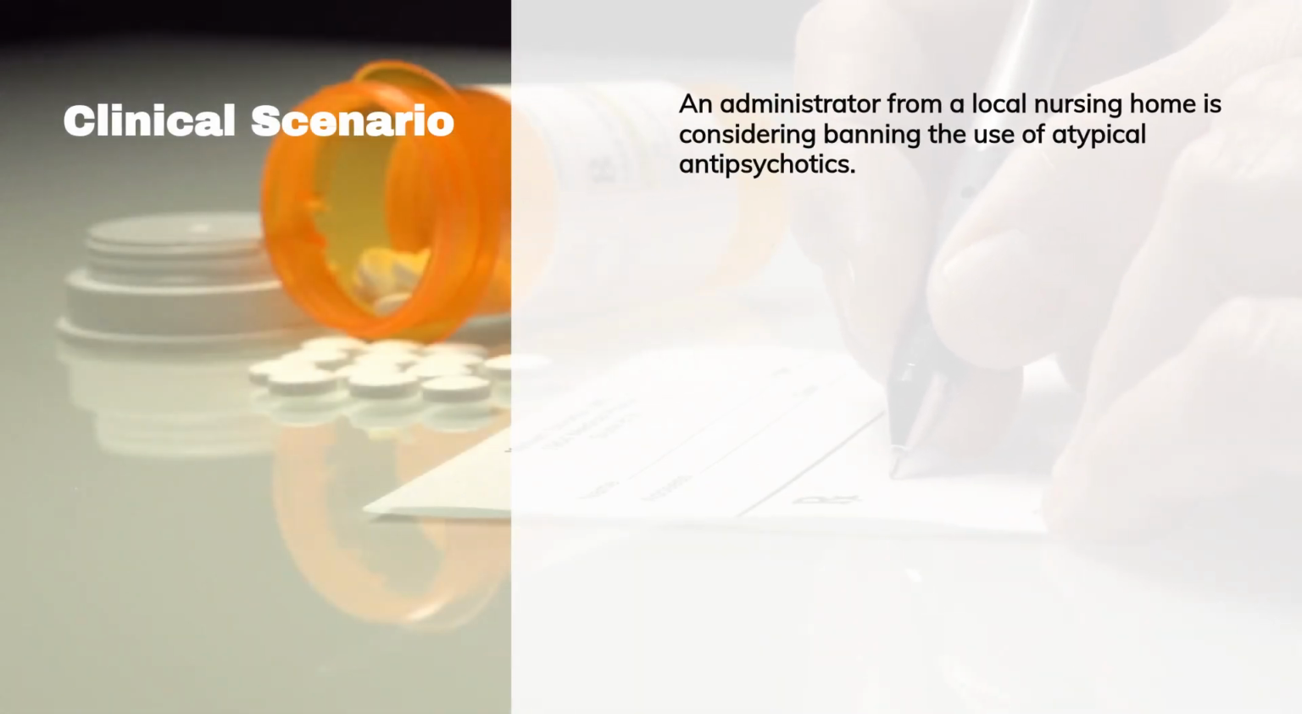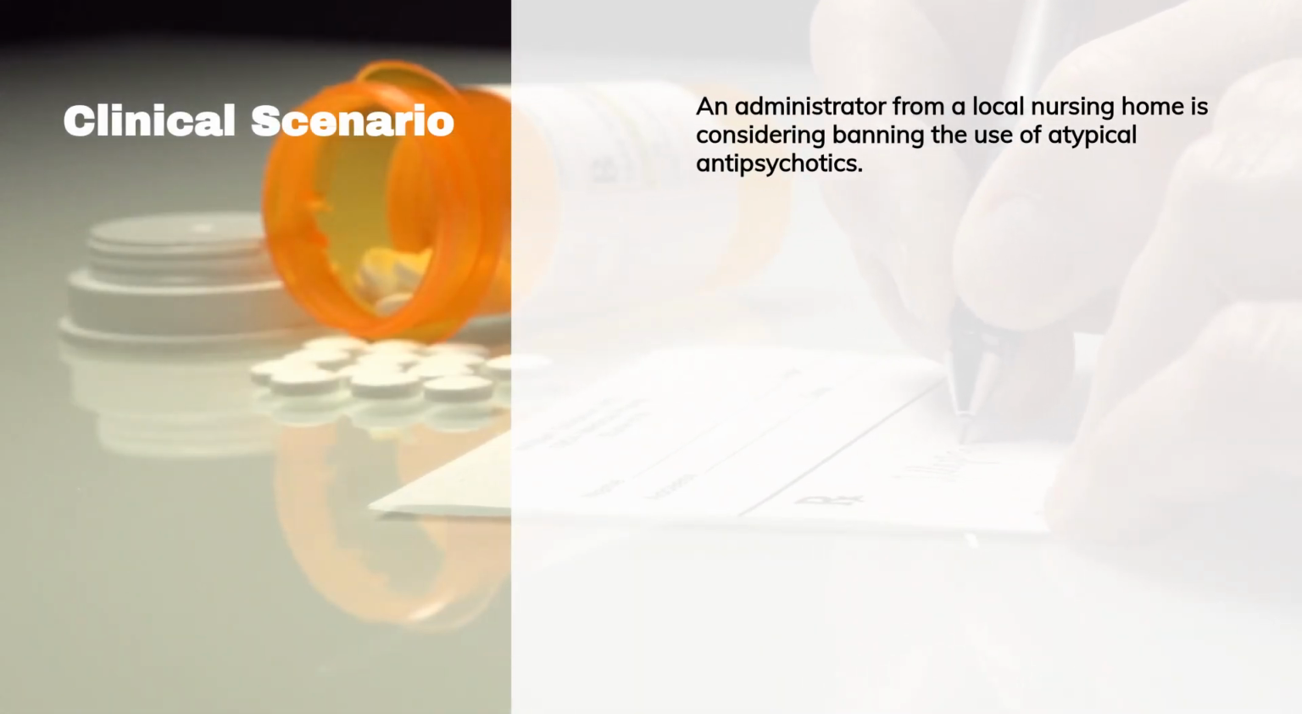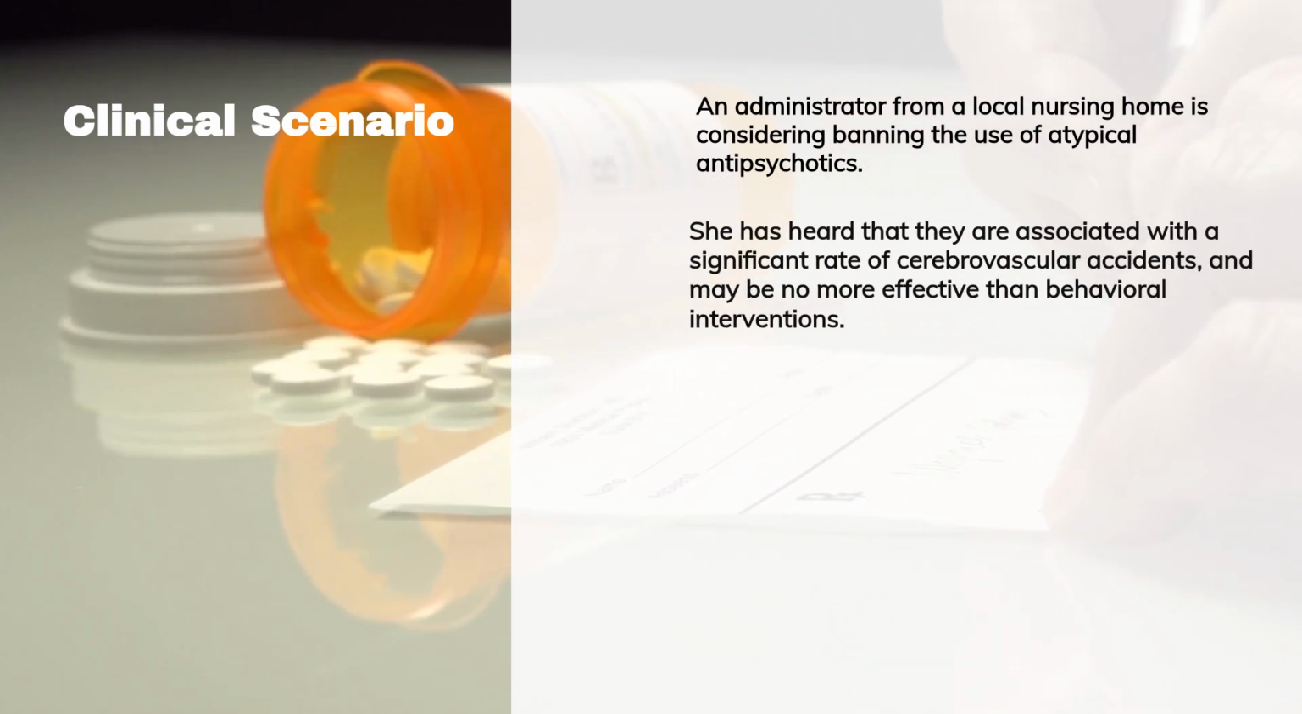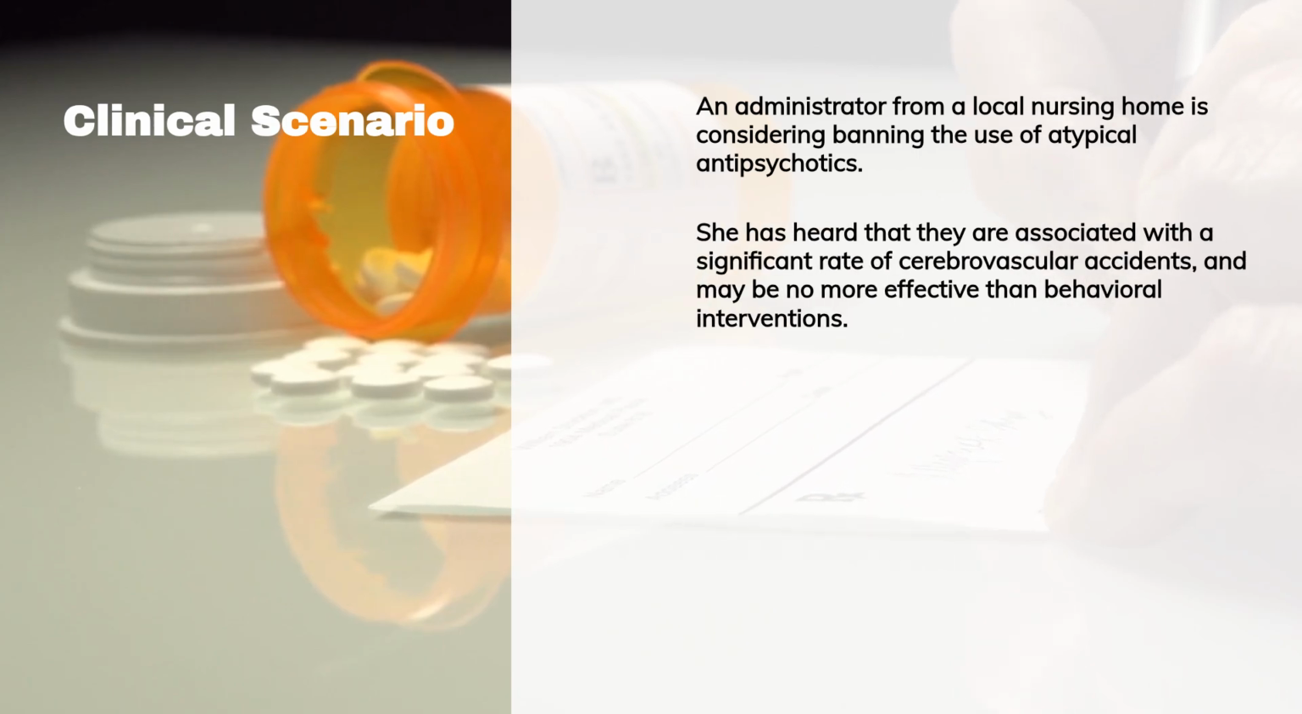An administrator from a local nursing home is considering banning the use of atypical antipsychotics. She's heard that they are associated with a significant rate of cerebrovascular accidents and may be no more effective than behavioral interventions. Is this true?